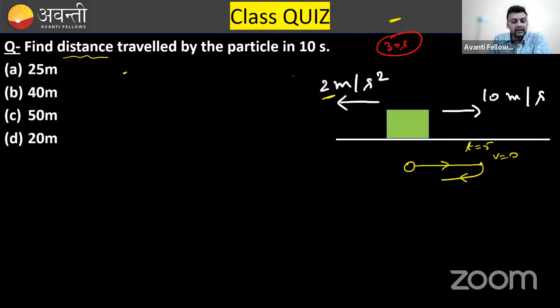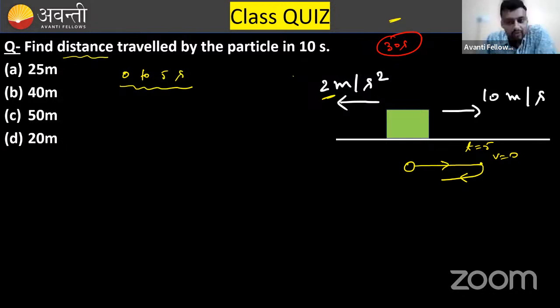So what you should do: for the first 5 seconds, 0 to 5 seconds, the particle is moving in the positive x direction. In the next 5 seconds, the particle is moving in the negative x direction. So you should solve the question by breaking it into 2 time zones. That means first I will solve it for 0 to 5 seconds. Do you understand why I am solving by breaking it? Because the particle is changing its direction during motion.